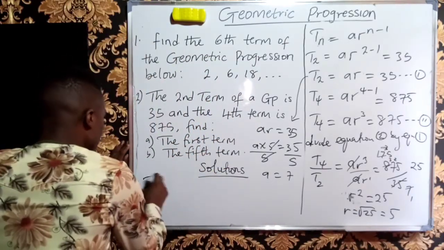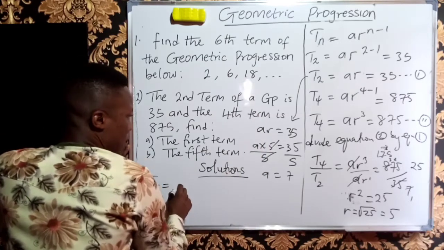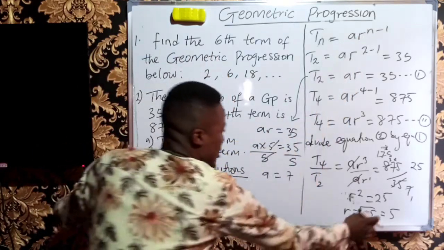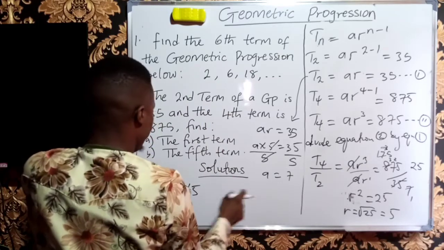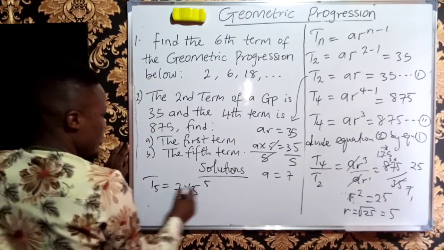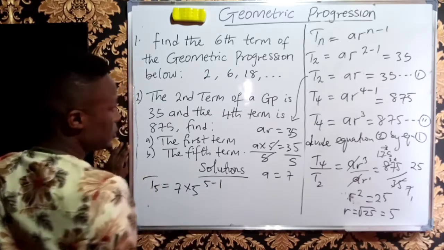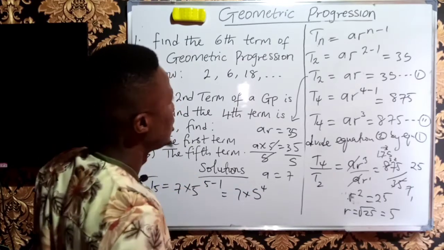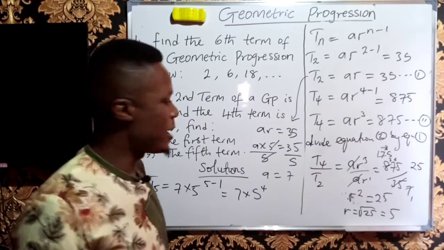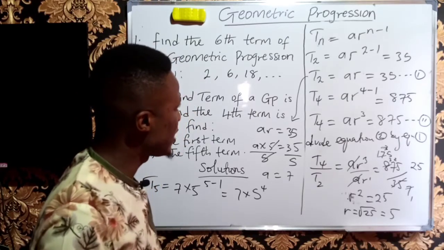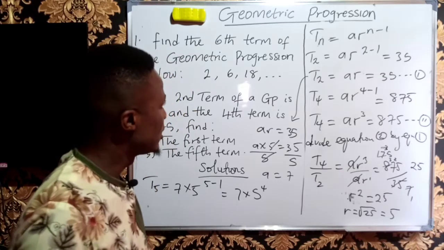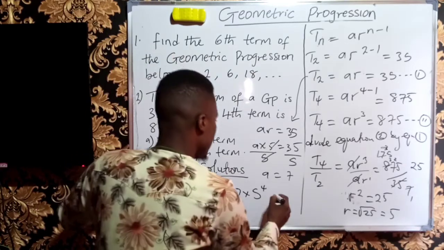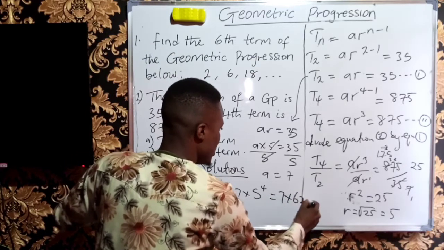Fifth term, which is T5, will now be A, which is 7, times my R, which is now 5, raised to the power of 5, because I'm talking about T5, minus 1. Okay? So this will give us 7 times 5 to the power of 4. Now, what's the value of 5 to the power of 4? 5 to the power of 4 implies 5 times 5, which is 25, times 5, which is 125, times 5 again, which is 625. So 5 to the power of 4 is 625. So this is the same thing as saying 7 times 625.